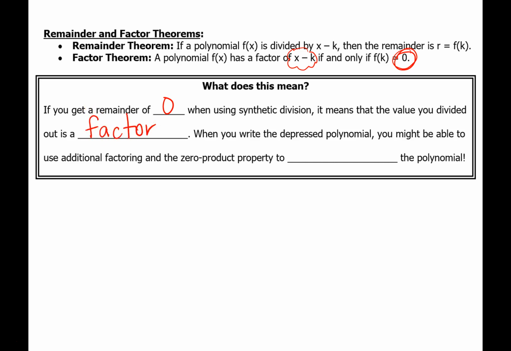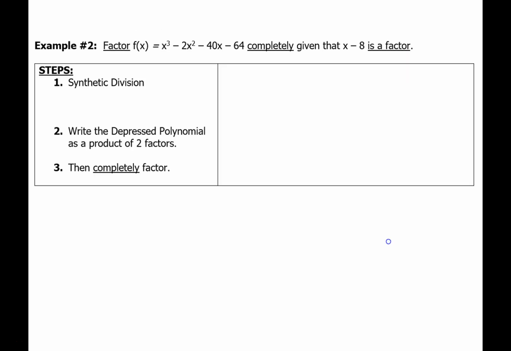When you write the depressed polynomial, you might be able to use additional factoring, the zero product property, or any other form of solving that we did earlier this year to solve the polynomial. So we have a method for solving now by using the remainder and factor theorems, because our remainder is going to be 0 when we factor by dividing out using synthetic division. Okay, so let's look at a couple of examples of that.